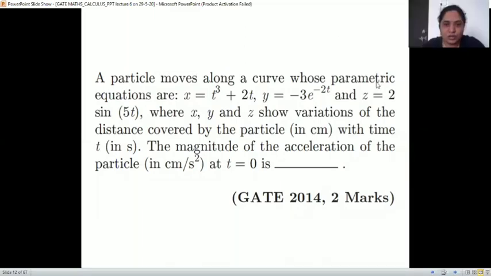Okay, now you tell me the answer. Please tell me the answer. 12? Yes, 10? Minus 12? Please say something, Prajakta, you are not audible. Your answer? Minus 12. Okay, let us check. Anyone else? Plus 12. Plus 12, okay.